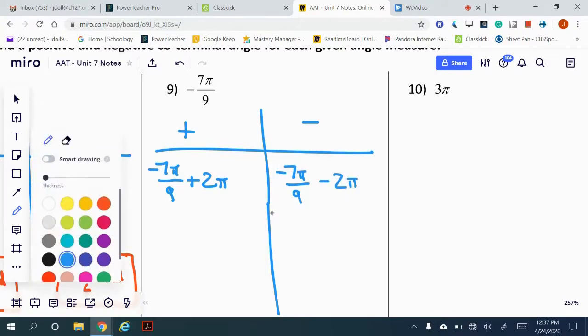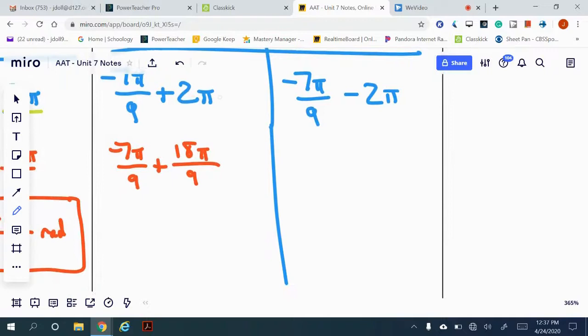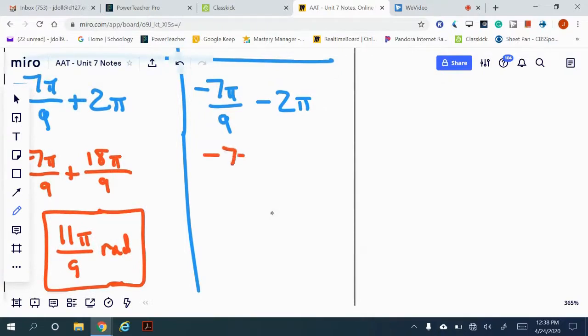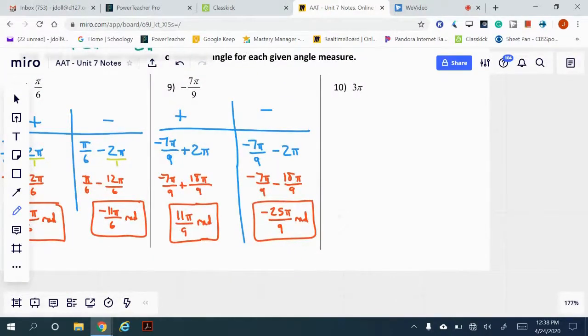But we need a common denominator of 9. So this is going to be negative 7 pi over 9 plus 18 pi over 9. There's my common denominator. 18 over 9 is 2. And when I do that, negative 7 plus 18 is 11 pi over 9. And let me get my unit in there, radians, and we're good. Here, negative 7 pi over 9 minus 18 pi over 9. Negative 7 minus 18 is negative 25 pi over 9. So I get negative 25 pi over 9 radians.